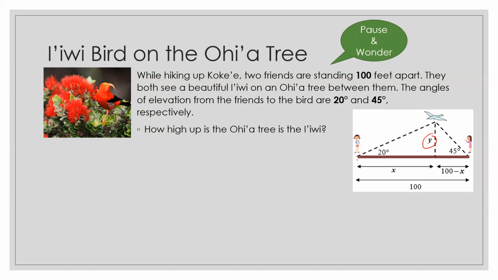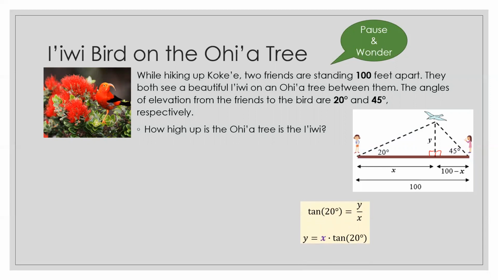We know that the length on the bottom, the red length from one friend to the other, is 100, right? So if that's 100, I will define this part to be x. And if that part is x, then the second part would be 100 minus x right here. Then we're going to look at the two right triangles, because in order to apply trigonometry ratios, we need right triangles. Do you see two right triangles there?